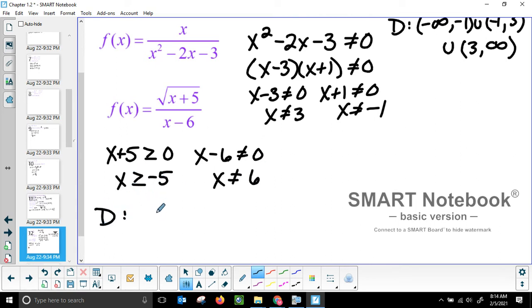All right, I want to combine both of these things into a domain, so I know that I can start at negative 5 and include it. This would say that I could go all the way to infinity, but this says I can't use 6. So I go to 6, I don't include it, I union it with 6 all the way to infinity. So this says I can go from -5 to infinity, including -5, but I'm not allowed to include 6.